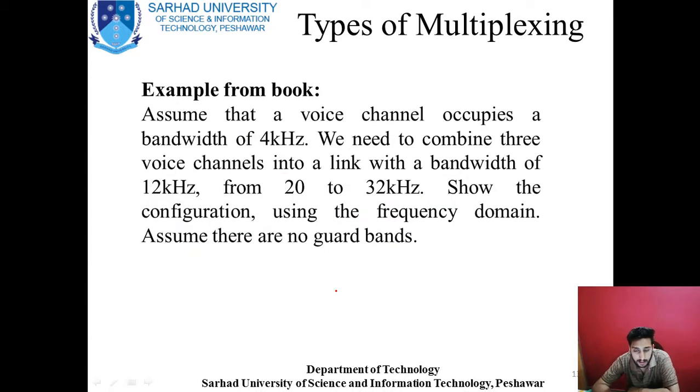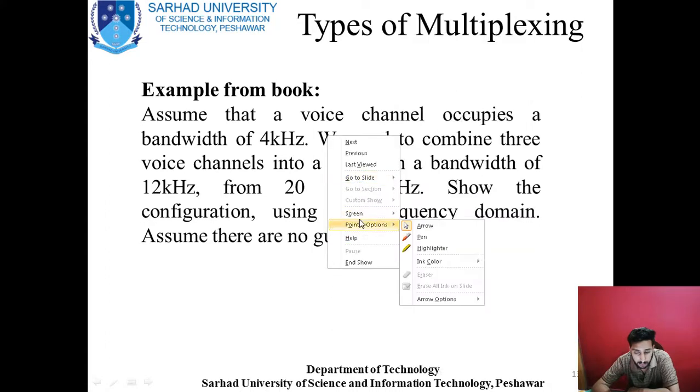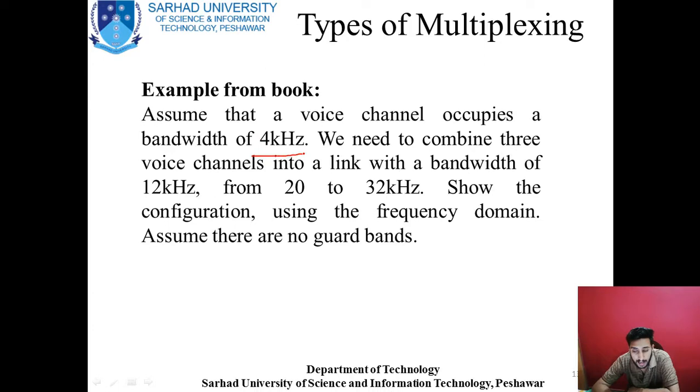Now let us look at an example from a book. Assume that there is a voice channel that occupies 4 kilohertz of bandwidth, and we need to combine three different voice channels into one link with a bandwidth of 12 kilohertz. You have three voice channels, and each voice channel occupies 4 kilohertz. So it means that you have 4 multiplied by 3, which is 12 kilohertz of bandwidth. You require at least 12 kilohertz of bandwidth, and you have to allocate this from 20 to 32 kilohertz.